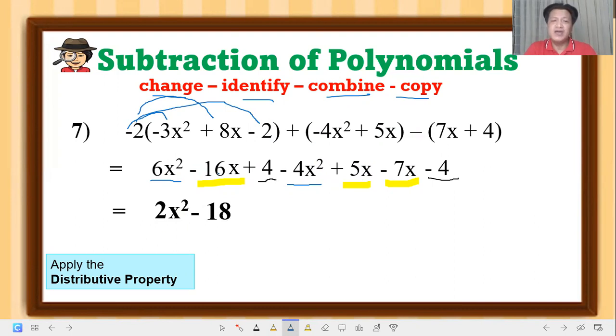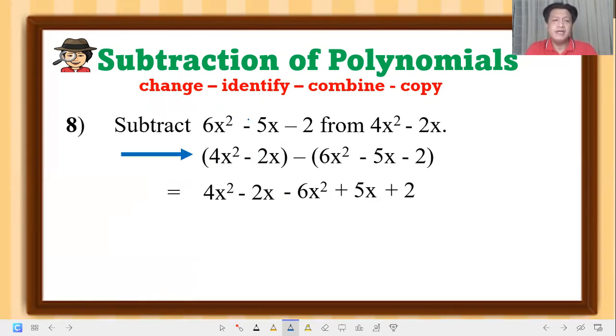Pwede mo naman isa-isahin no, -16 plus 5, that is -11. Tapos meron pa din i-add natin yung 7, kaya -4. Then copy natin yung same literal coefficient na x. And how about yung constant natin na 4 plus -4? Remember, same number but opposite sign, that will become cancel. Kaya 0 na yung value niya. So therefore, that is now the final answer, 2x squared minus 4x.